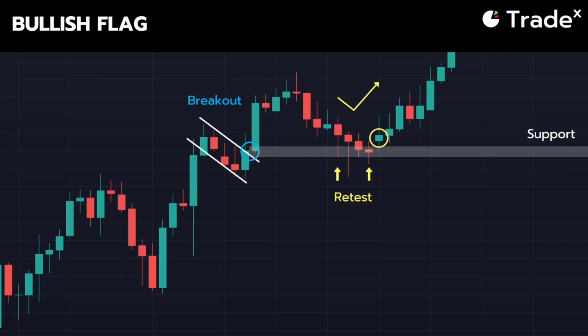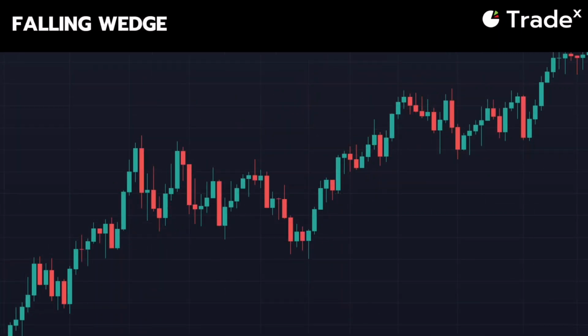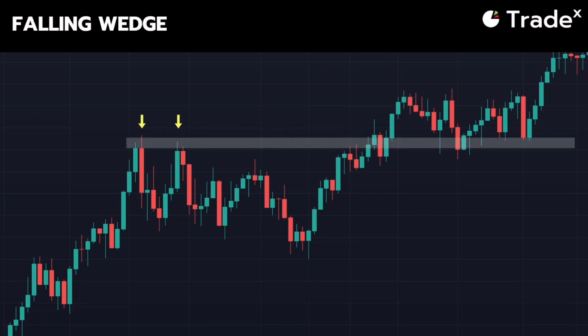Traders often enhance their trading efficiency by integrating chart patterns with price action. In this example, the price initially rises and then retraces from the same level twice, establishing a strong resistance zone. Following this, the price consolidates within a falling wedge pattern, signaling potential bullish momentum.